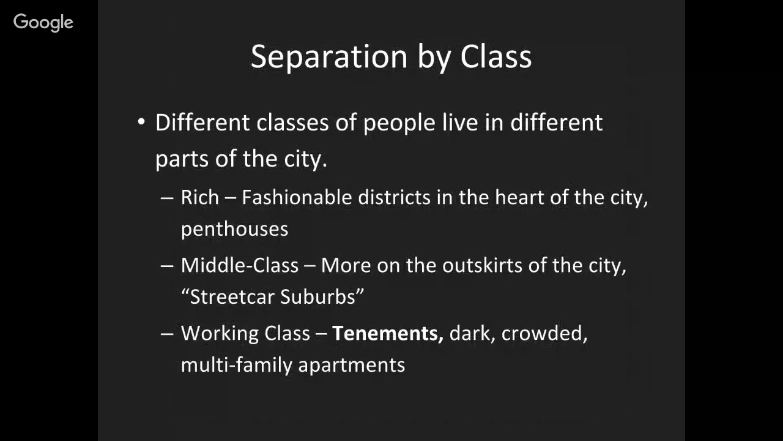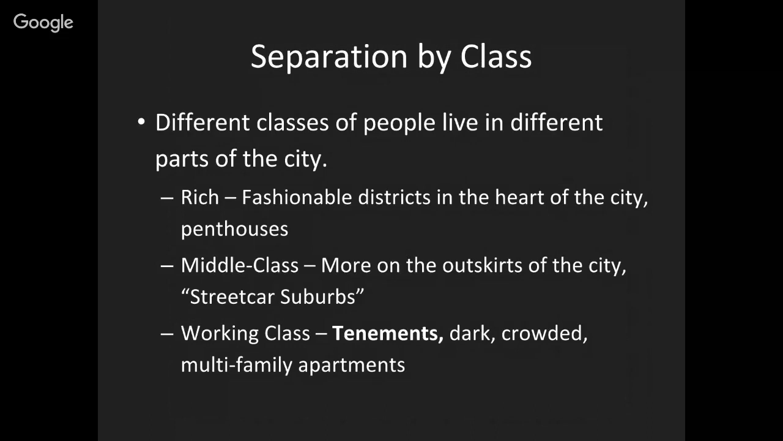Within these cities, you would have a very clear distinction between where people lived. So at this point in American history, because transportation was still fairly dated, the rich people would actually live in the middle of the town. So downtown was the place to live.